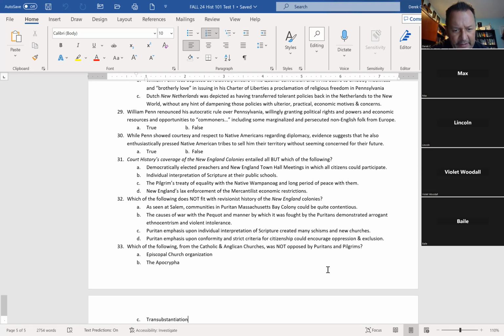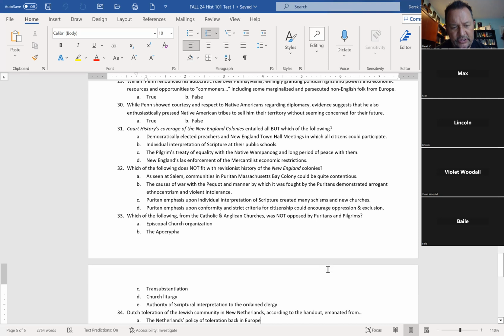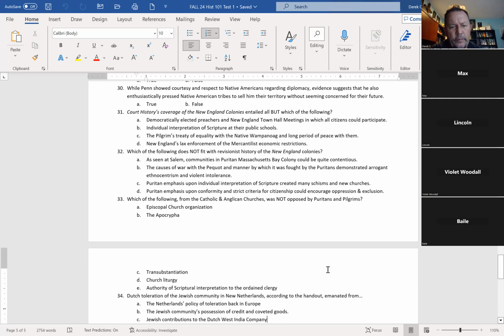And yeah, so let's see here. Look at C. Puritan emphasis upon individual interpretation of scripture created many schisms and new churches. No way. They wouldn't put up with that. They wanted the clergy, as they had complained the same thing about the Catholic and the Anglican Church, right? They wanted the clergy, the clerical leaders, to make the decisions on doctrine. That which they opposed, again, all of those fit typically with the Protestant Reformation, with the exception of E, the authority of scriptural interpretation to the ordained clergy. They were okay with keeping that.